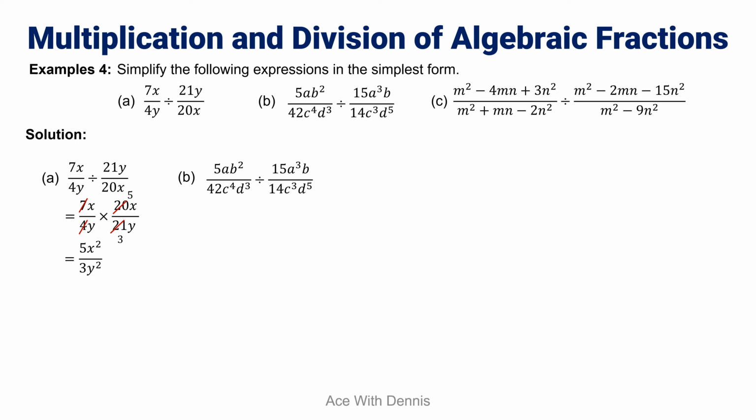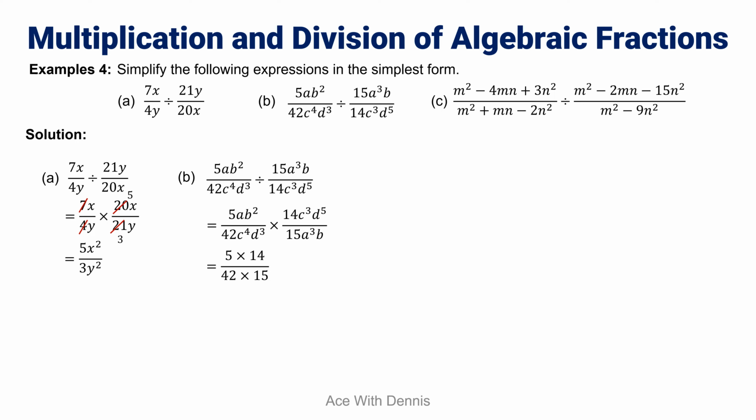For B, this is the algebraic fraction given. So we change the division sign to a multiplication sign and the second fraction to its reciprocal. We remain the same for the first fraction, 5ab squared over 42c to the power 4 d cubed, then multiply with 14c cubed d to the power 5 over 15a cubed b. From here it looks a bit complicated, so we have to do it slowly, one by one.